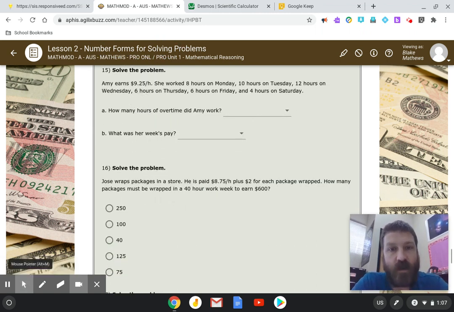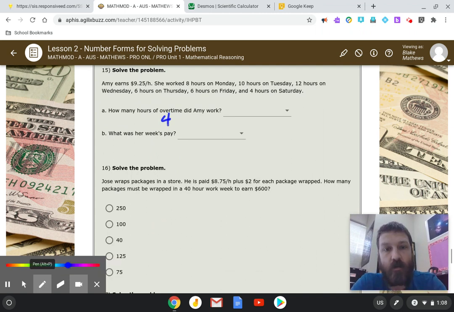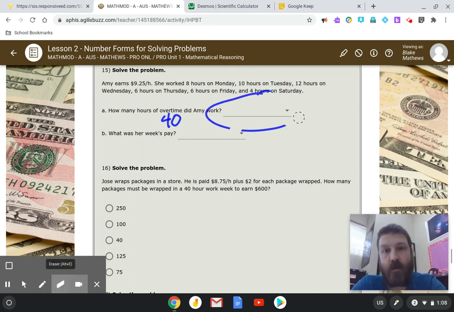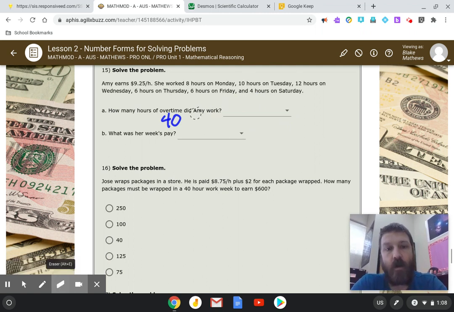This is more complicated, sort of. Amy earns $9.25 an hour, and then it tells you how much she worked. So how many hours of overtime did she work? Once she crosses 40, she's in overtime. So add them up. If it's more than 40, how many more than 40? That's what goes here. How many more than 40?